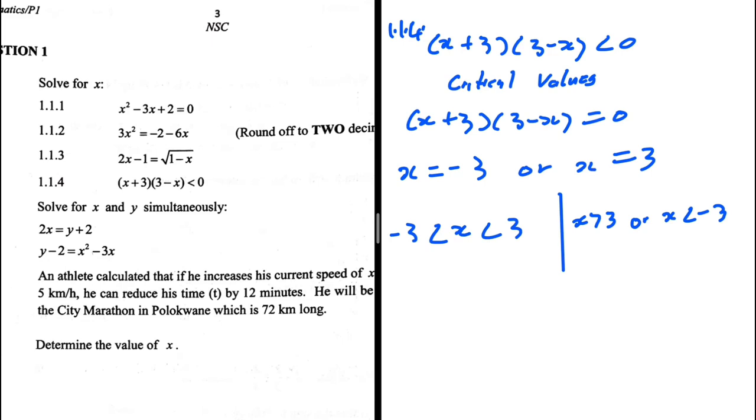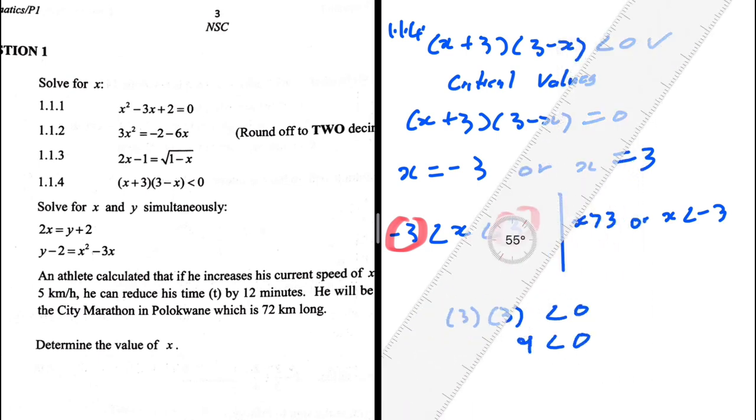We can easily decide by taking a number between -3 and 3. A simple number to work with is 0. So let's take 0 and substitute it in our inequality and see if it's going to be satisfied. In substituting 0, we get 3 multiplied by 3 being less than 0. Does that sound fine? No, it doesn't sound fine. 9 is not less than 0. So we know that this is not a solution.